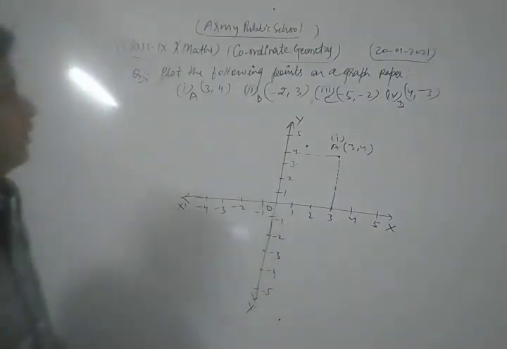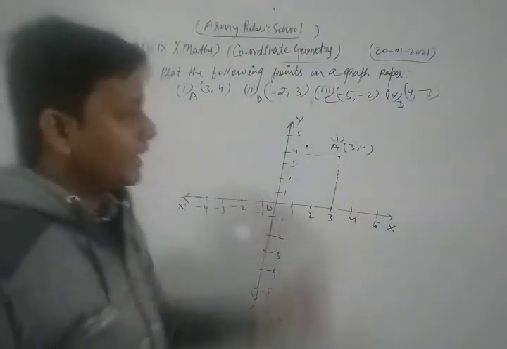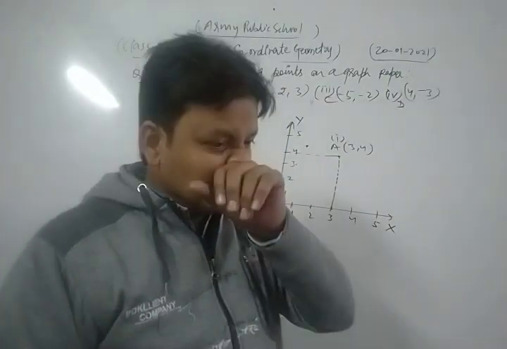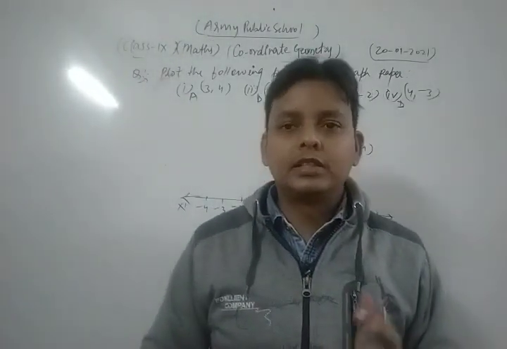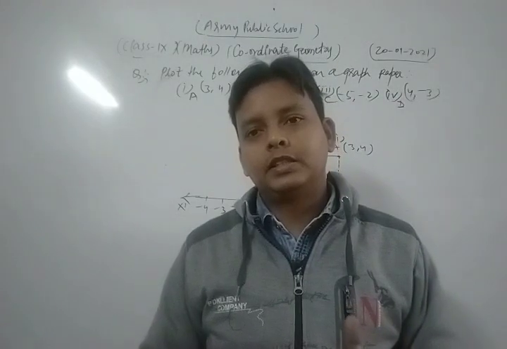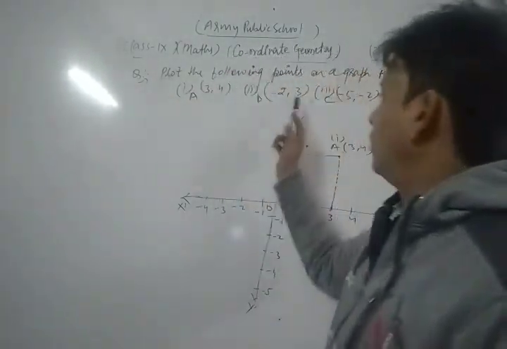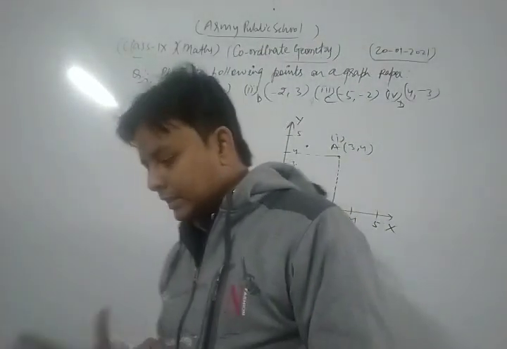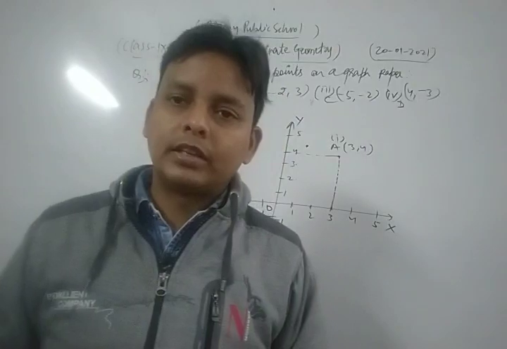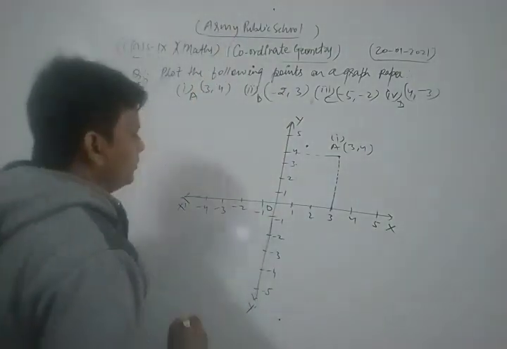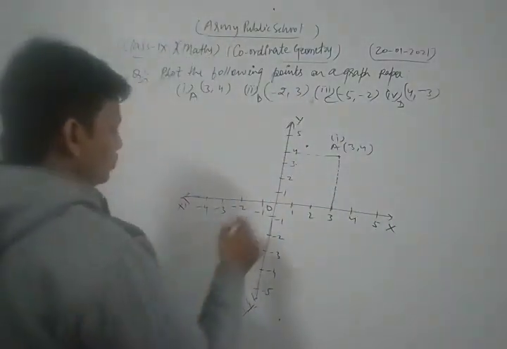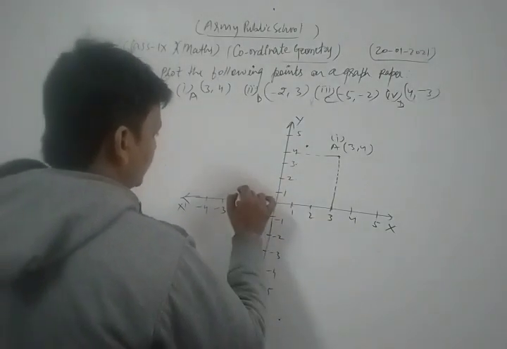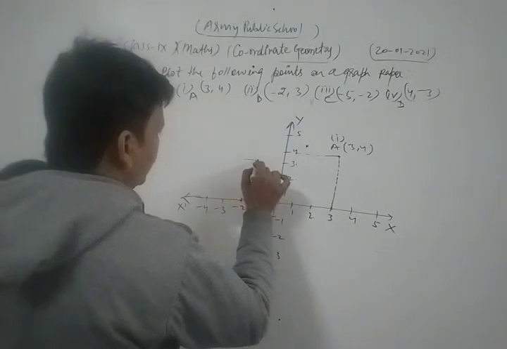Now here in the second quadrant, we have (-2, 3). In that point the abscissa is negative, but the ordinate is positive. Abscissa is negative and ordinate is positive in which quadrant? In the second quadrant. So let's see. Abscissa is negative, minus 2, so 1, minus 2 here. And plus 3, go upward, 1, 2, 3, in that place.